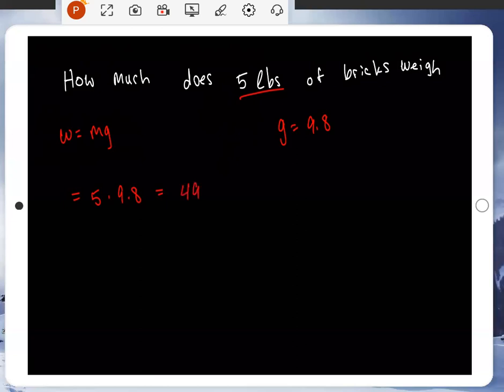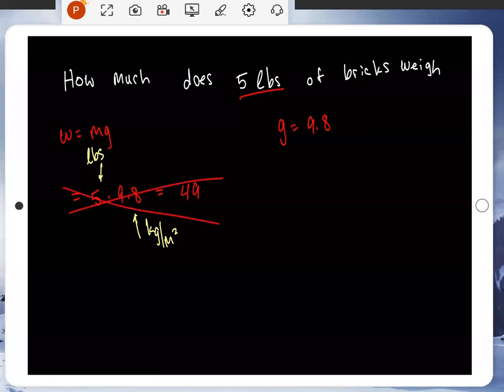Mm-hmm. So not quite, right? Because this is in pounds, and this guy is in, well, kilograms per meters squared. So if you go back to your notes on Newton's first law, mass and weight, as well as the law of universal gravitation, that's what I was looking at, we have to convert this. And so that's why that's not quite correct.